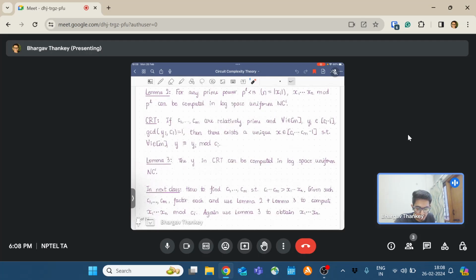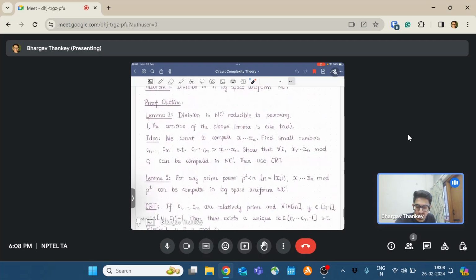Let me just tell you what we'll do in the next class. We'll show how we can find C1 to Cm such that the required condition, that is C1 to Cm greater than x1 to xn, is satisfied. And given such C1 to Cm, we will factor each of them, so each of the Ci's would look like Pi to the L's. Then we can use lemma 2 plus lemma 3 to compute x1 to xn mod Ci, and then we can again use lemma 3 to obtain x1 to xn. So this is the overall proof idea of this theorem.